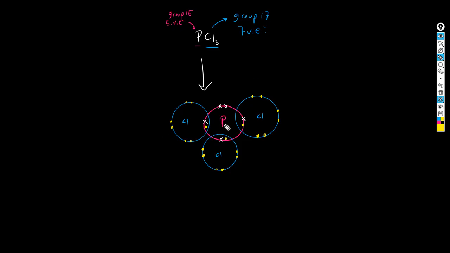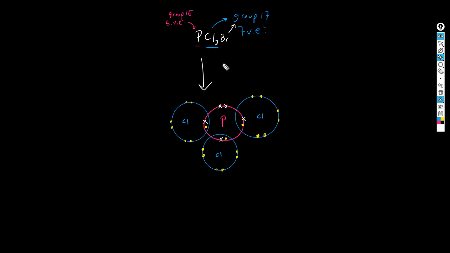That gives us our dot and cross pair. Now, or dot and cross diagram. Now, if we had a third element, so let's say that this chlorine was not chlorine. Let's say that instead of doing PCl3, we were doing PCl2Br. Now, this is actually a very simple switch. Why? Because we're replacing one of the chlorines with bromine.